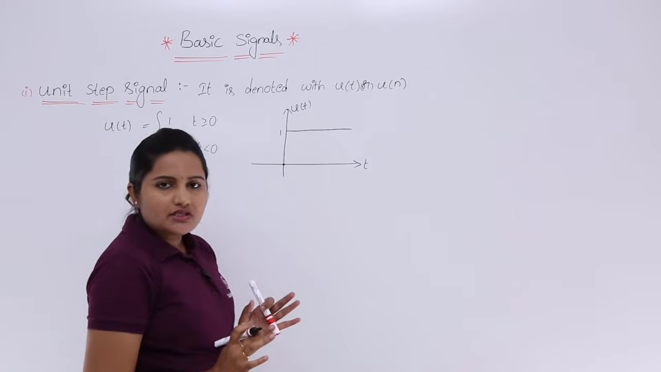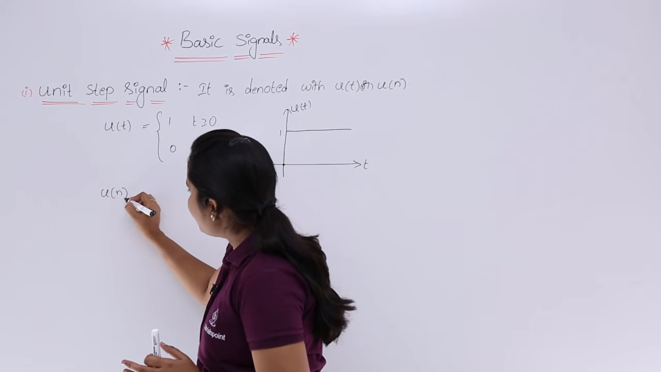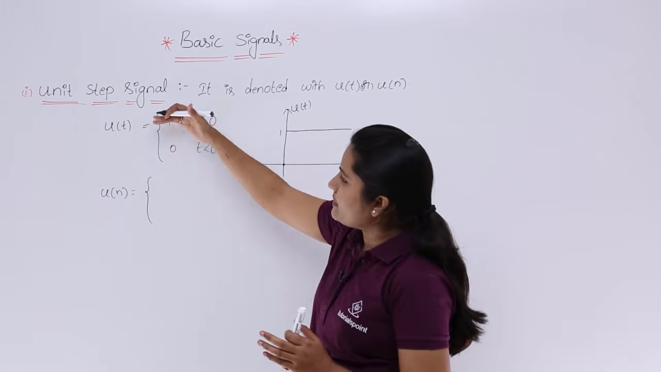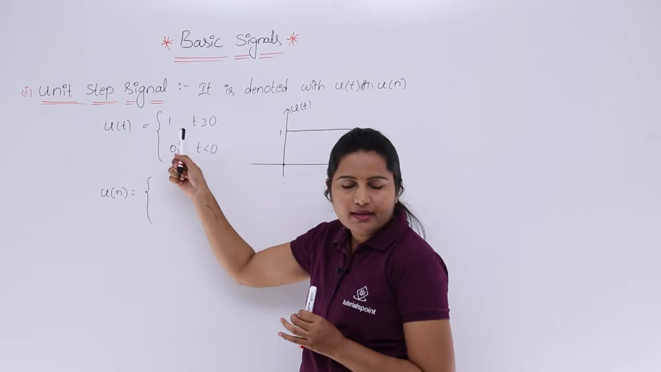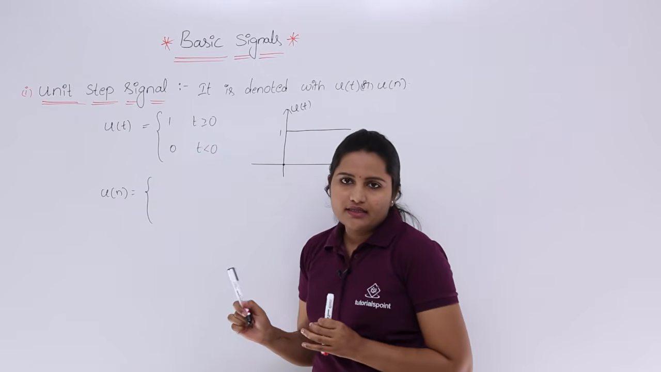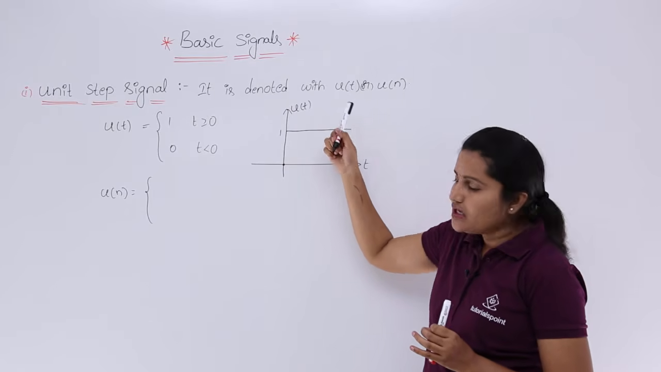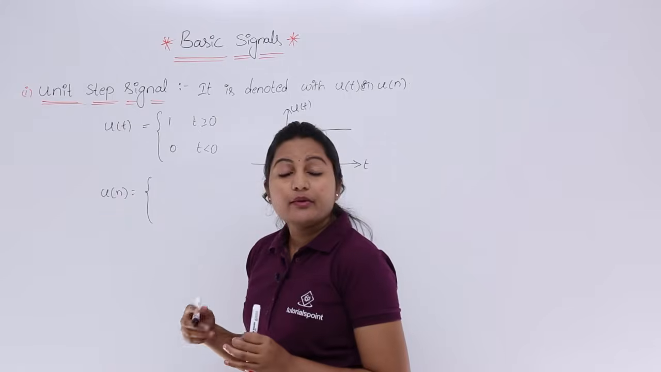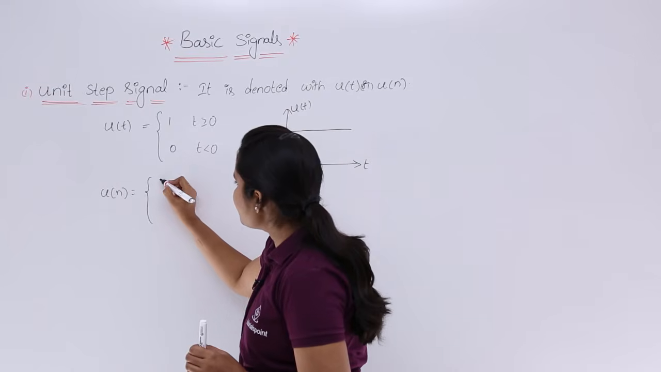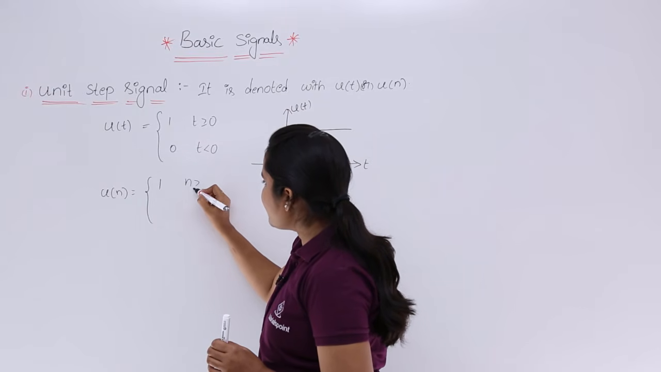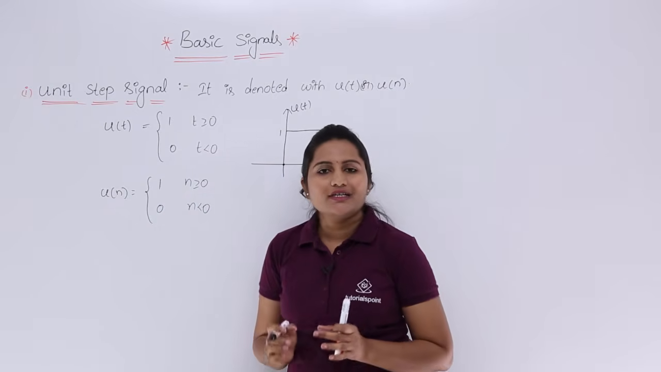Now you can consider it in discrete form also. The discrete unit step definition is written the same as the continuous unit step, the only difference being that you replace continuous time with discrete time. You know that discrete time is indicated with n, and continuous time is always indicated with t. Replacing t with n, we get the definition for the discrete unit step. It is equal to 1 when n is greater than or equal to 0, and equal to 0 when n is less than 0.